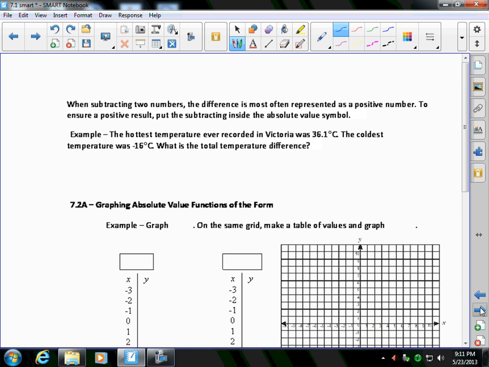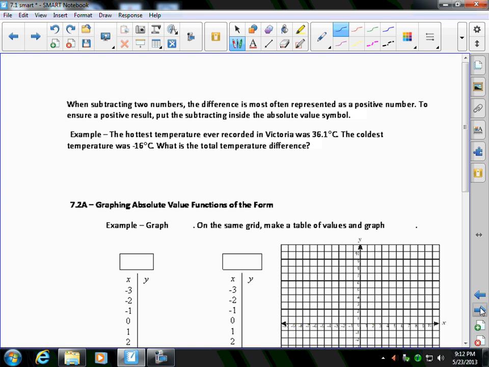So it says the hottest temperature ever recorded in Victoria was 36.1 degrees Celsius. The coldest temperature was -16 degrees Celsius. What is the total temperature difference? So there's two ways you can set this up.